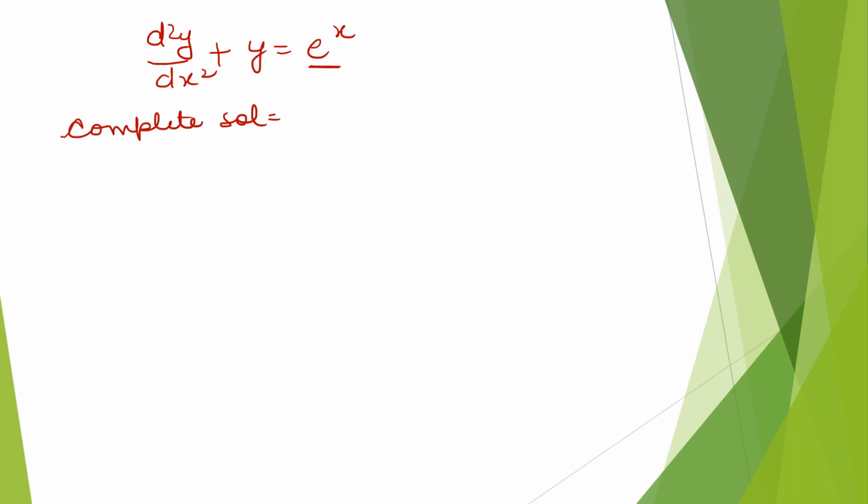Now just to explain these points, I'm going to take the same example: d square y over dx square plus y equals e power x. Now here on the other side, we are not having 0, so your particular integral will not be 0. So your complete solution will be equal to the complementary solution plus the particular integral. If you are not aware of how to calculate the complementary solution and particular integral, you can check the videos. I'll put the links in the description box.